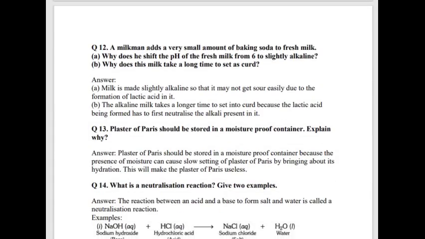Now coming to the next question, a milkman used to add a very small amount of baking soda to fresh milk. Why does he shift the pH of fresh milk from 6 to slightly alkaline? He used to make milk slightly alkaline so that it cannot get sour easily due to the formation of lactic acid in it. Why does this milk take a long time to set as curd? It will obviously take a longer time to set as curd because the lactic acid initially formed will first be used to neutralize the extra alkali present in it.